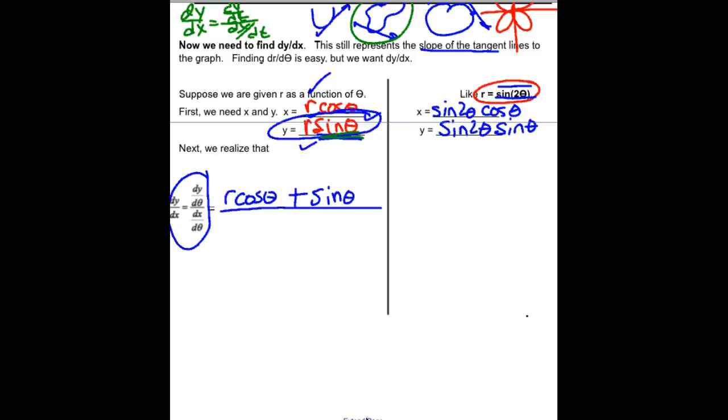And you might say, well, the derivative of a constant is 0. But remember, r is not a constant. That radius is a function, and it is changing. So it would be r prime, or you could write dr/d theta.